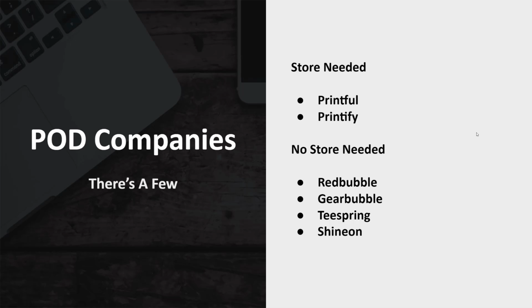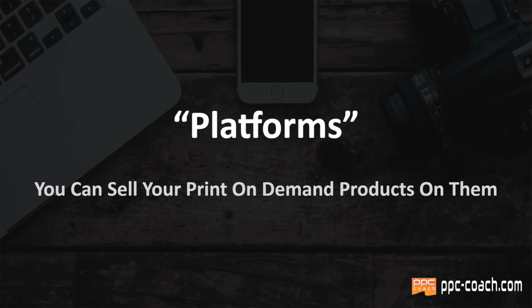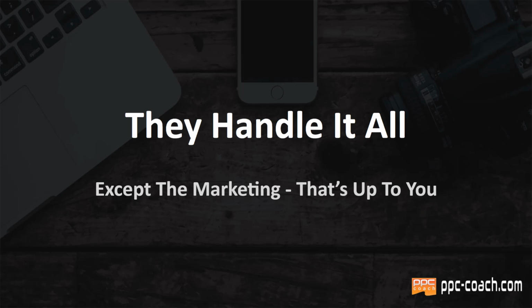There's also the other route where you don't need a store, which means companies like Redbubble, Gearbubble, Teespring, ShineOn, they will actually take your image, put it on a product, create the sales page, do all that stuff. It works very, very well. So you're probably thinking, well, no store seems pretty cool. How does that work? Well, it's called platforms. And platforms is just basically companies like Gearbubble where you can sell your print on demand products on them and then they will actually take the order, they'll print it, they'll ship it, and then they'll handle all the customer service for you. So they handle it all, except the marketing part. That part is up to you.